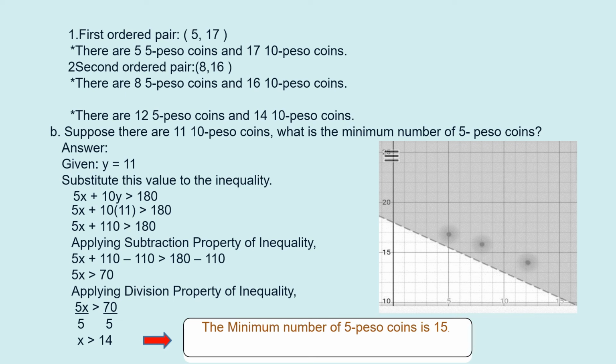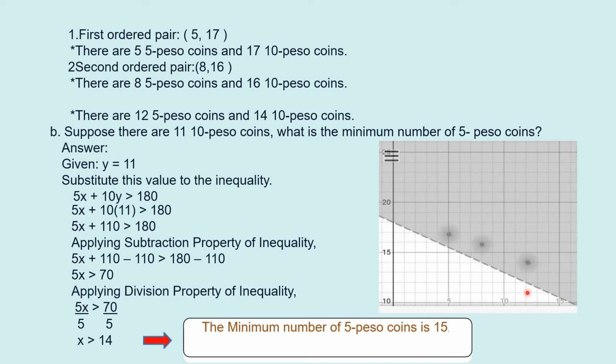And then, for the last given point located on our graph, x is 12 and y is 14. So, it means that it is possible to have 12 5-peso coins and 14 10-peso coins. So, we have to answer the next question.